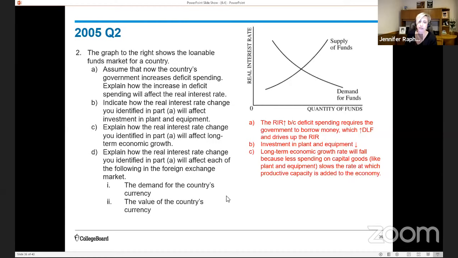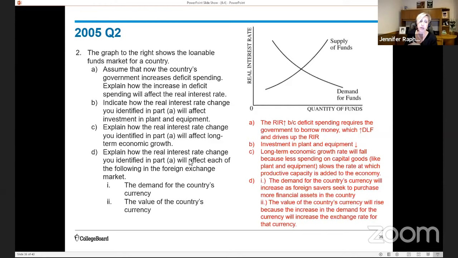All right, and now finally, here's our new bit, part D. Explain how the real interest rate change you identified will affect the demand for the country's currency and the value of that currency.